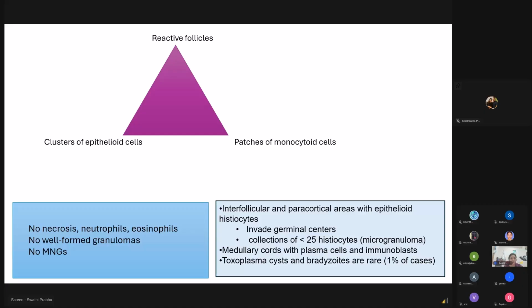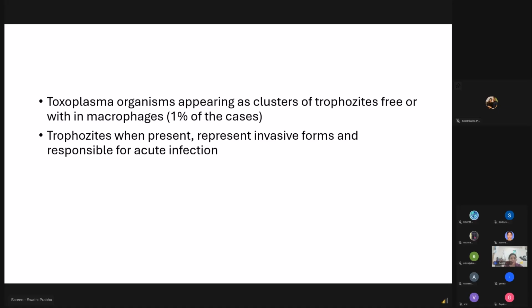Very rarely, in less than 1% of the cases, we can see Toxoplasma cysts or bradyzoites. And the medullary cords will have some plasma cells and immunoblasts. In only 1% of cases you can see the tachyzoites, which can be free or within the macrophages. And if you see them, usually it is the invasive forms.